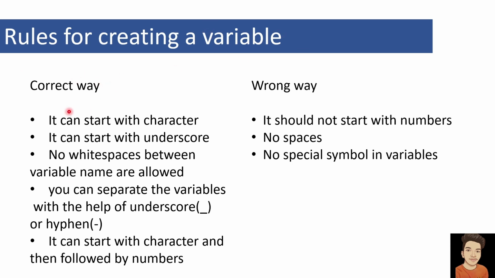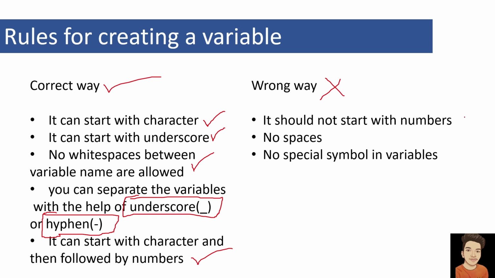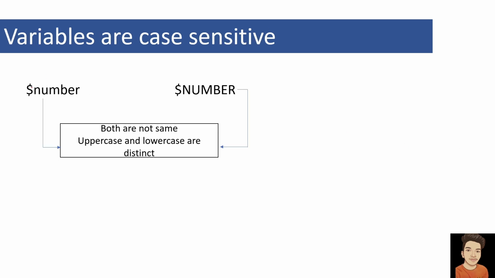There are certain rules to create a variable. It should start with a character or underscore. There should be no white space in the variable name. You can separate the variable name with the help of an underscore or hyphen symbol. Variables should not start with numbers. There should be no spaces and no special symbol. Variables are case sensitive, which means the uppercase and lowercase are both distinct.